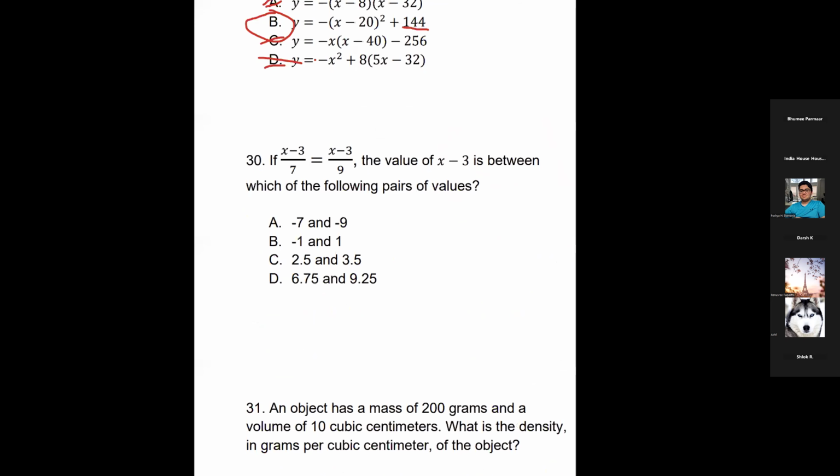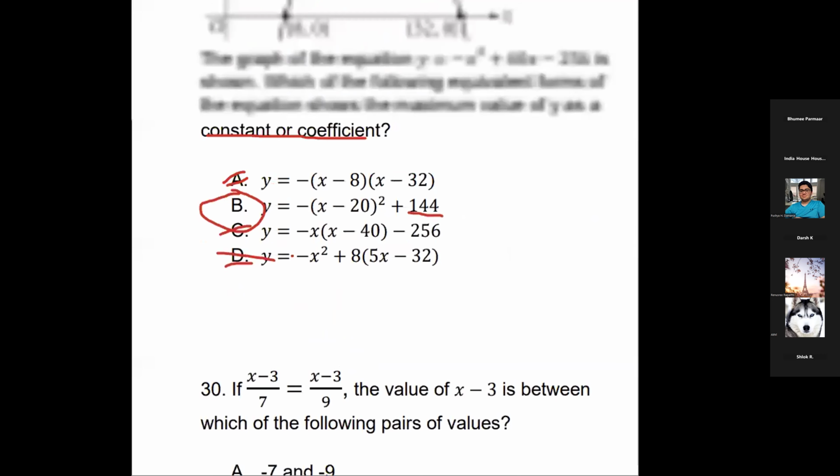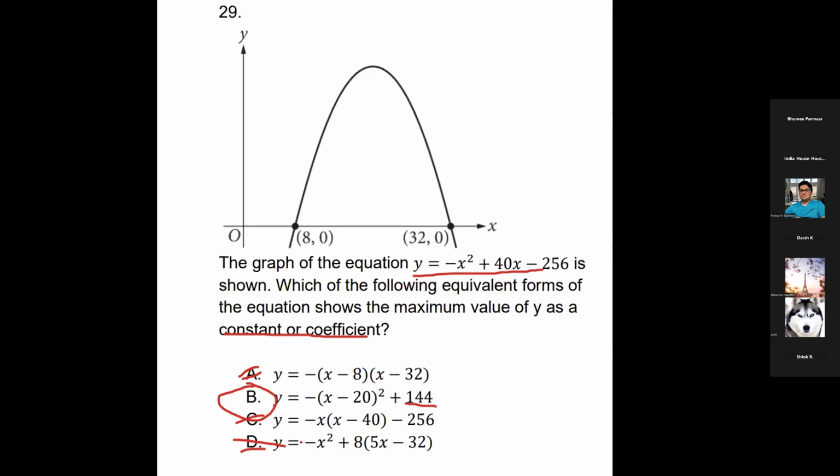Okay, question 30. You could solve it by hand, but it would take a while to do, and that's not really something you want to do on the SAT because you don't really have time. I guess if you wanted to do it by hand, what you could do is find out what two common multiples multiply to these. So that would be x minus 8 and x minus 32.